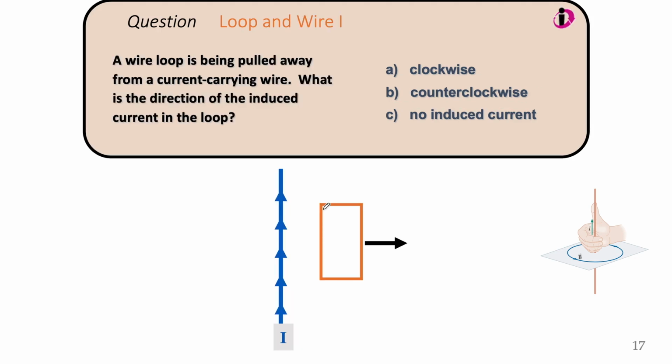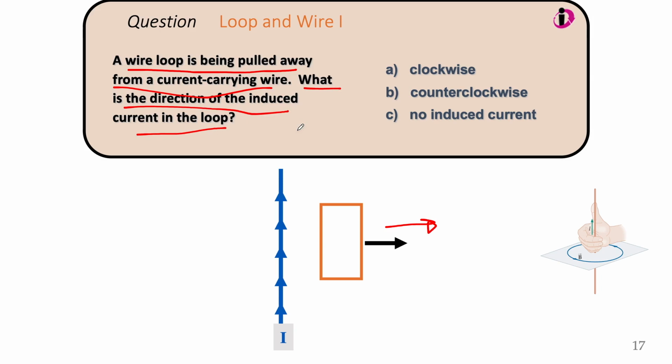Okay, let's look at this problem now. A wire loop is being pulled away from a current carrying wire. If there's a current on this wire, it's going to create magnetic field lines everywhere. You have the loop here, and you are pulling it to the right. The question is, what is the direction of the induced current in the loop? Think about it.